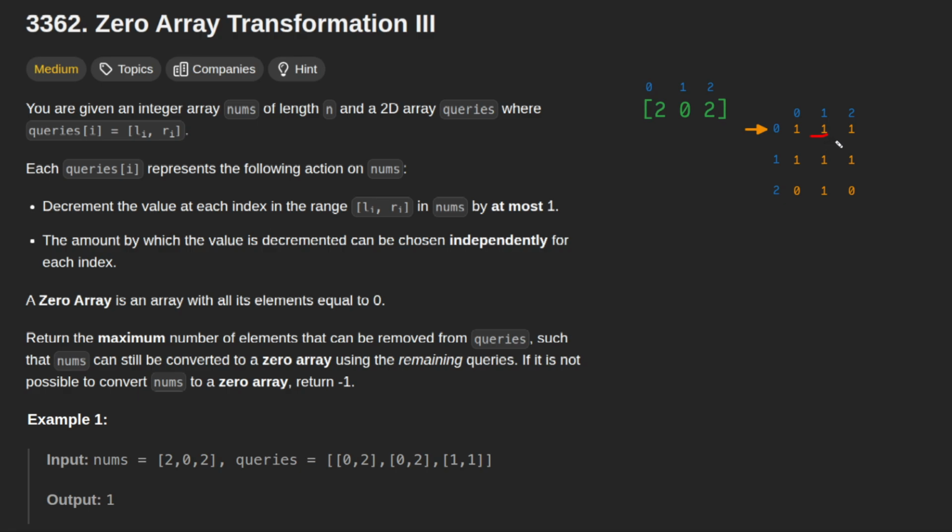At most I can subtract 1. Can I subtract 1 from 0? No, I will get a negative number. So I will not subtract it. I can subtract at most 0. That means I can subtract 0 and I can also subtract 1, and here it has been written that I can choose it independently for each index.